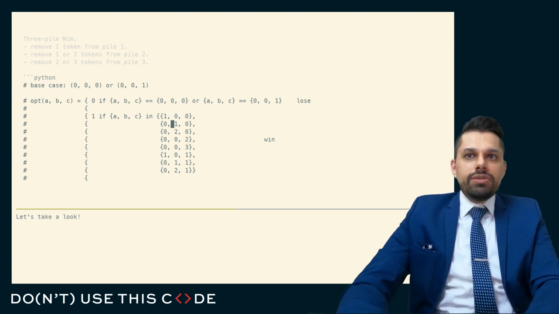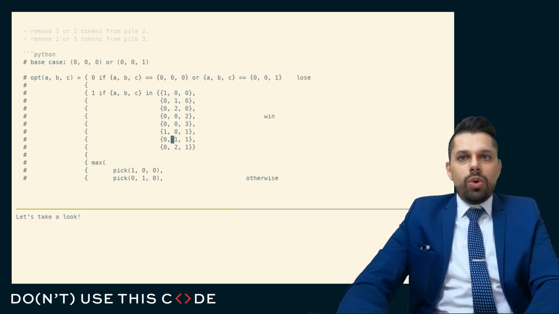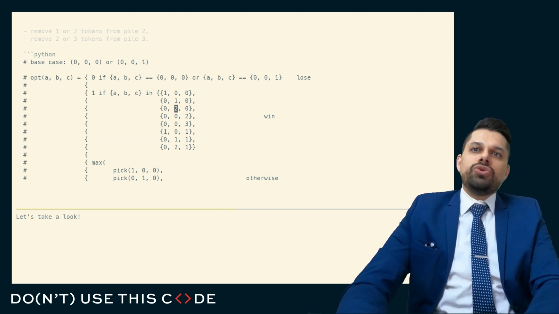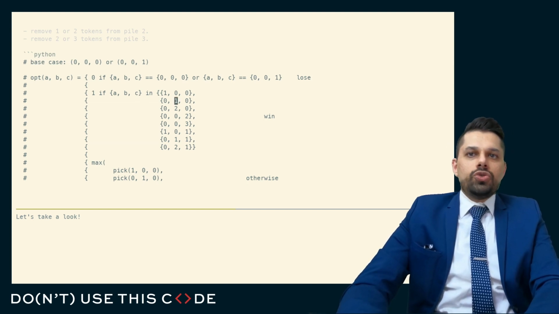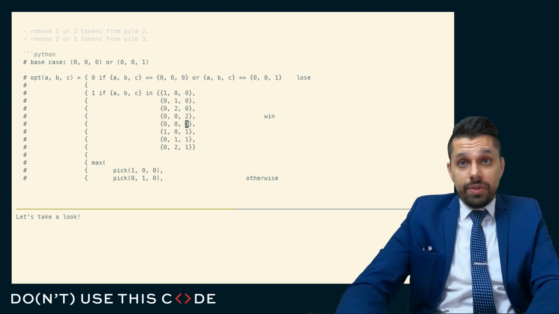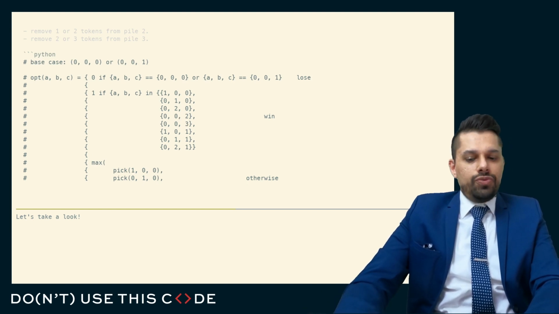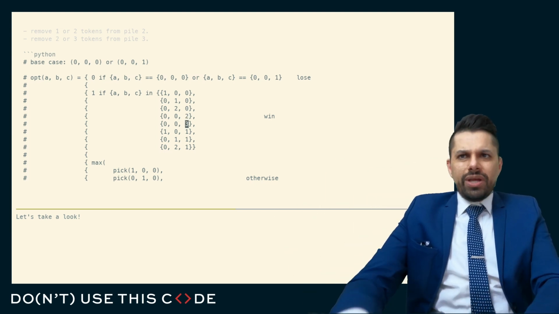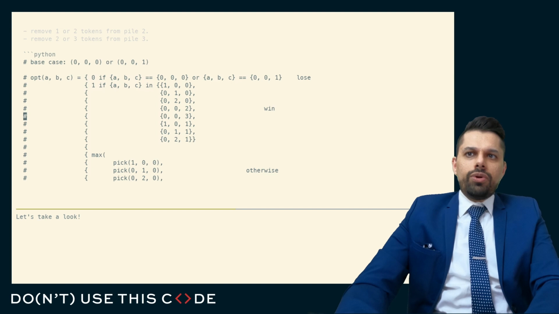If I have 1, 0, 0, 0, 1, 0, 0, 2, 0, whatnot, I win. Because I know for certain that there's something I can do with this step. Choose 1 from the A pile, choose 1 or 2 from the B pile, choose 2 or 3 from the C pile, I win. So I can set up these 2 base cases, and they're pretty straightforward.